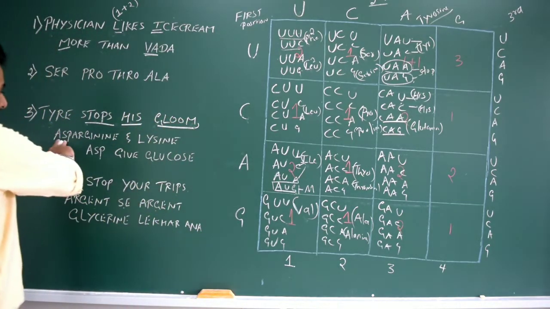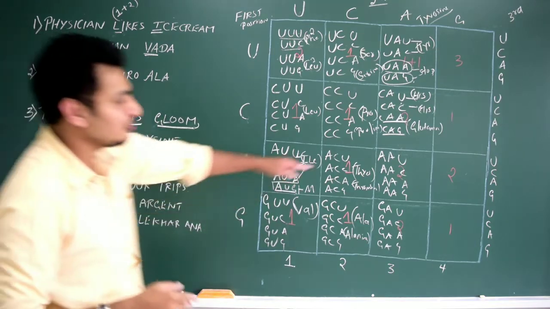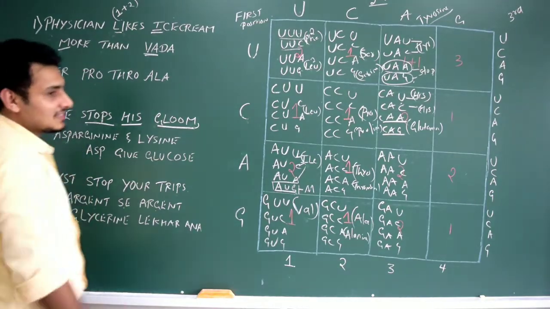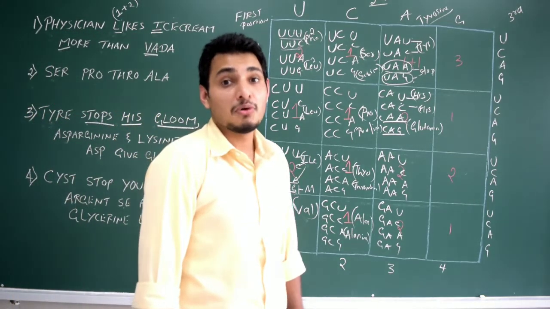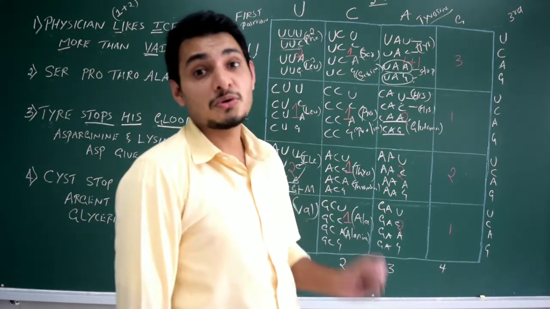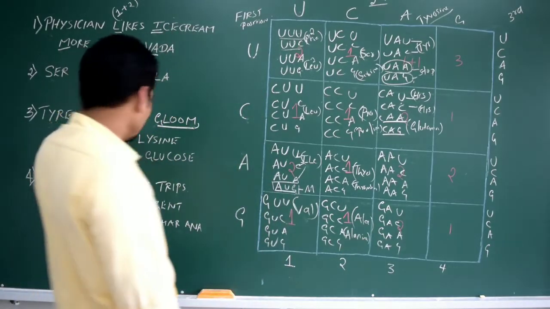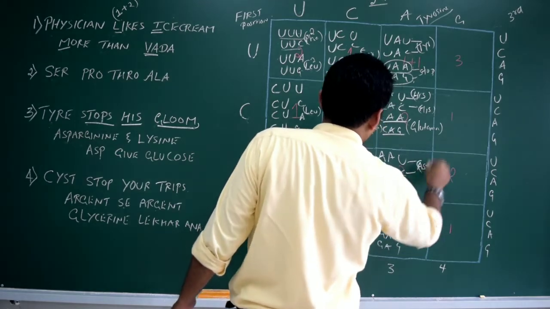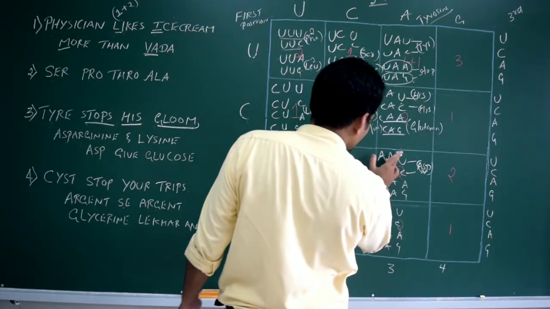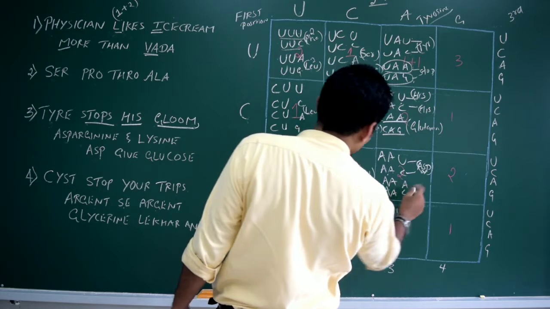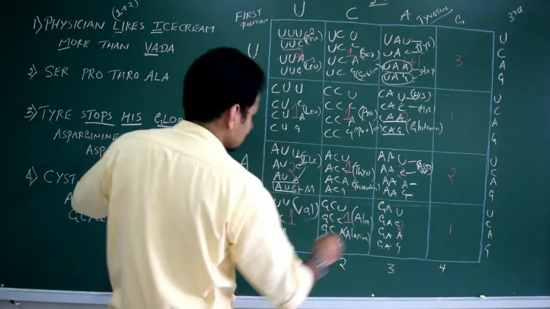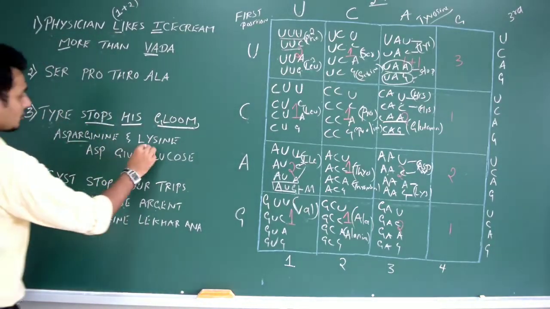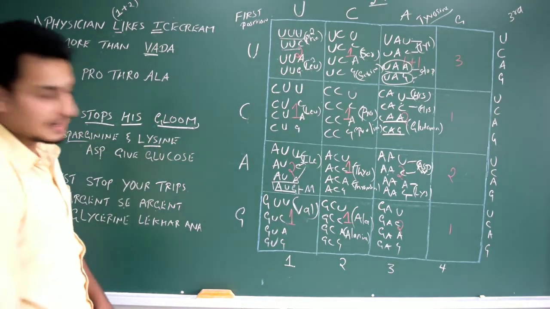Okay, next is arginine and lysine. These are the two amino acids that give positive charge to histone proteins. We have already studied that. Arginine will be coded by these two, and the remaining two will code lysine. Easy. So these two will come in the third box of the third line.